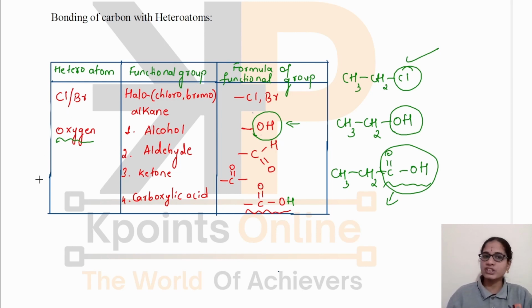Okay, these are some functional groups here. You have to remember these functional groups. Okay, it is very important to remember all these functional groups.